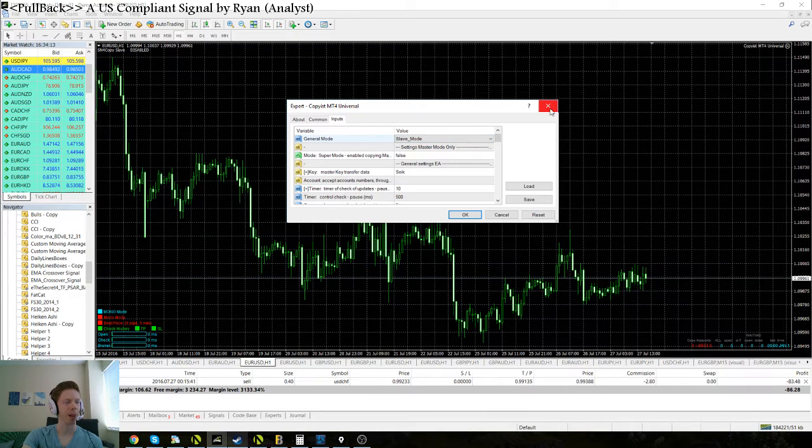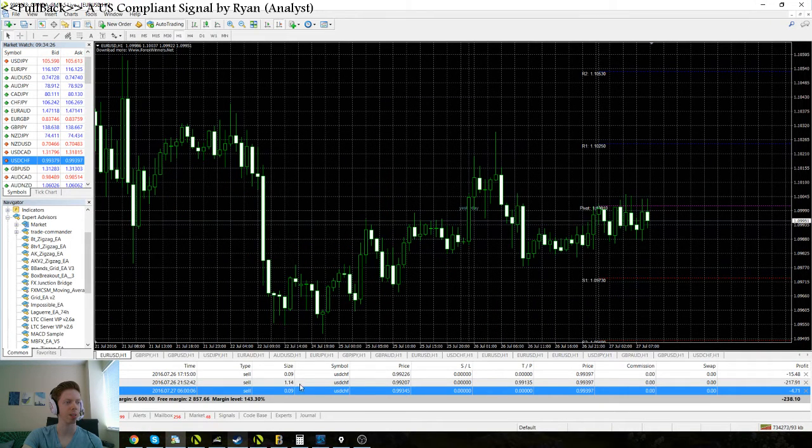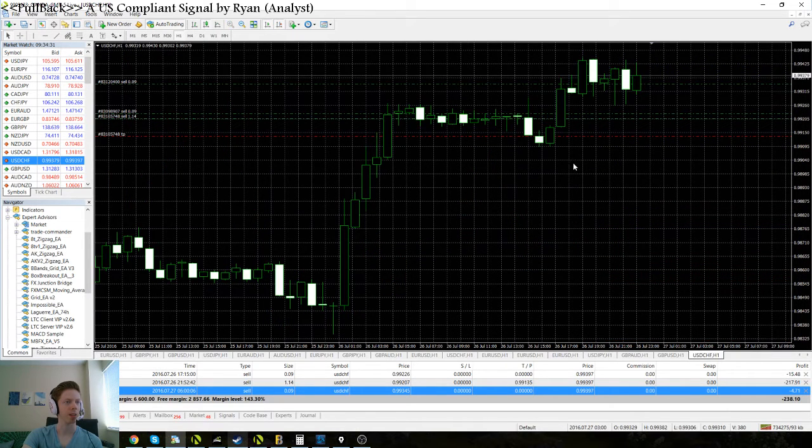Now, I made that small mistake taking a trade on a demo account and didn't select slave mode, and it caused a trade to be placed at really high risk on my live account, which I'm currently suffering from. That is on the US dollar Swiss franc. Now, how am I going to approach this? You can see that the sell went in at my regular 0.09 lots.